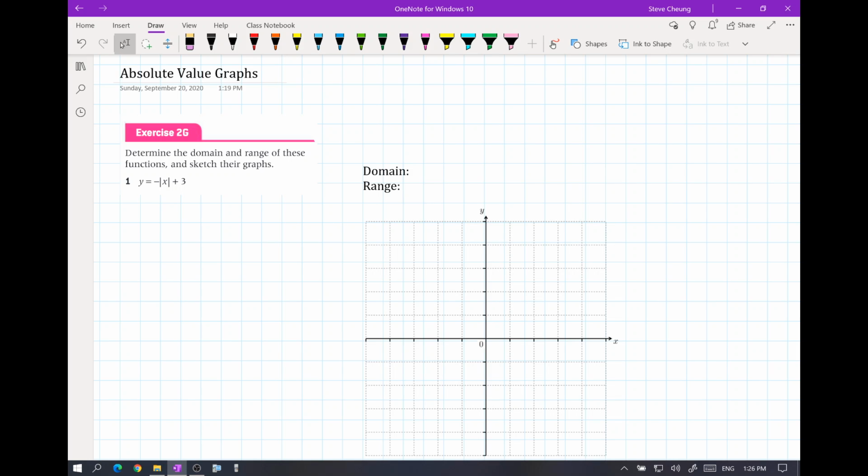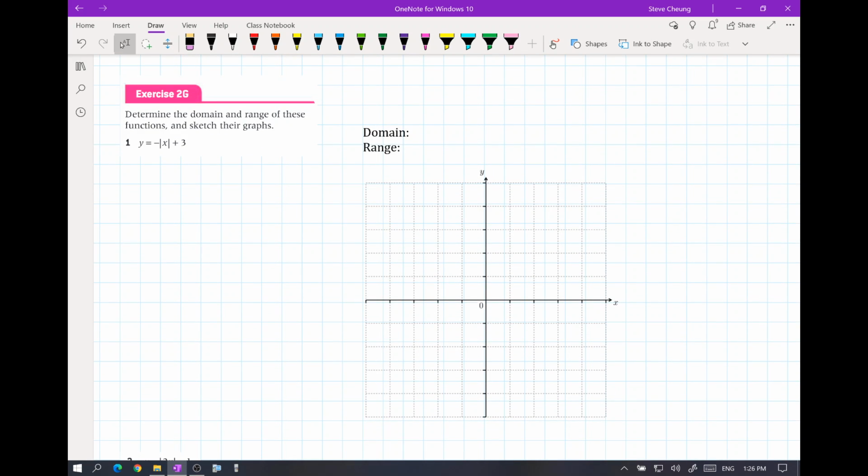Hello. In this video, I will show you how to solve the domain and range for absolute value graphs. Now, this is just one of the many ways to actually sketch these graphs, and there are actually more than just the way that I show you.